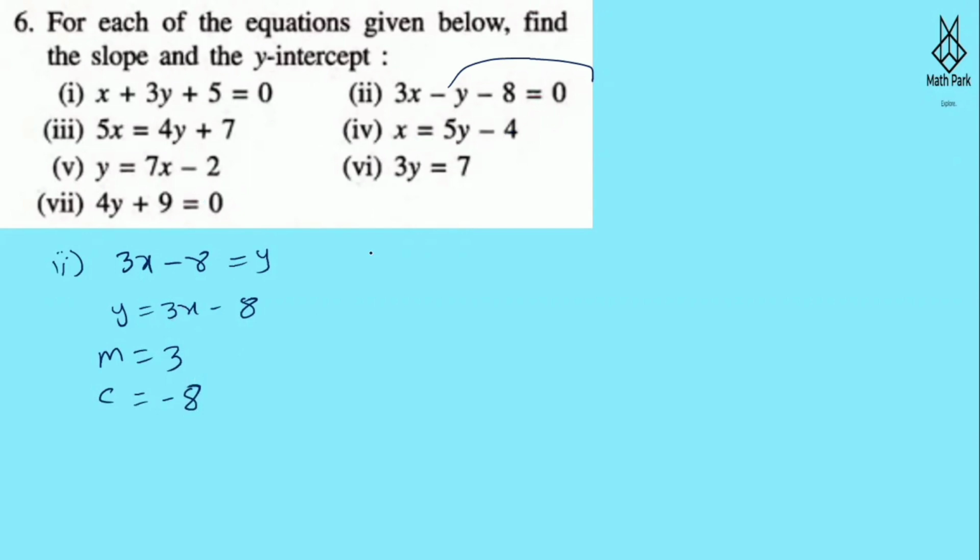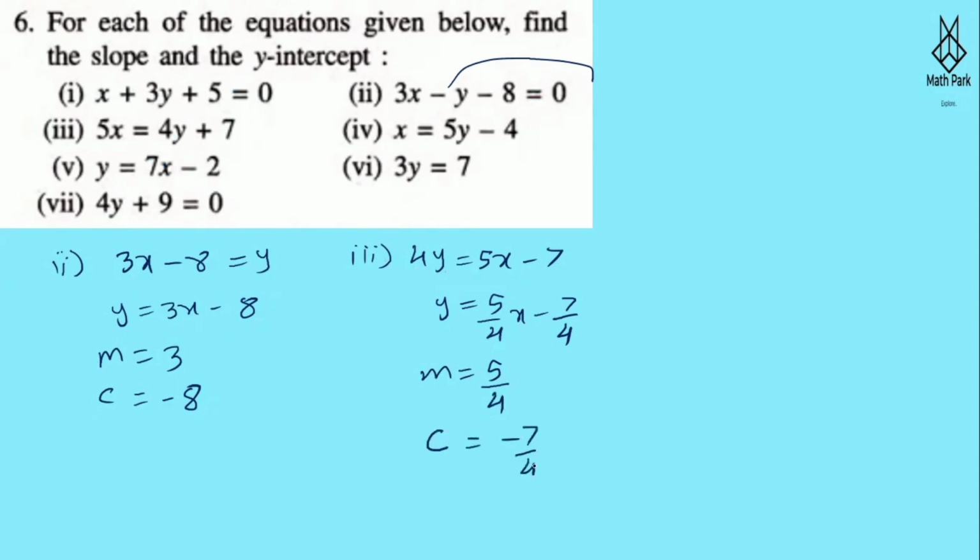Let us do the third one. For the third one, you have 5x is equal to 4y plus 7. So shift this 7 here, and you get 4y is equal to 5x minus 7. So y is equal to, dividing by 4 on both sides, 5 by 4 x minus 7 by 4. So your slope is equal to the coefficient of x, which is 5 by 4, and your y-intercept, which we call c, is minus 7 by 4.